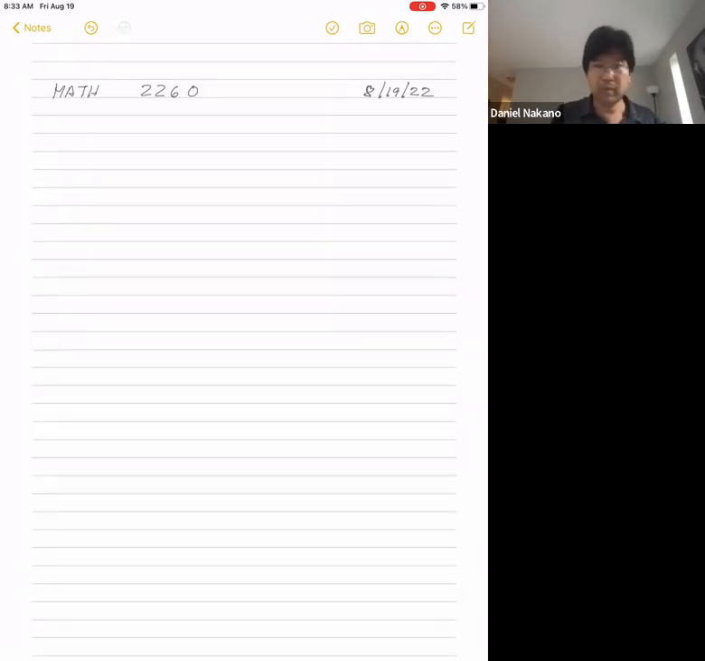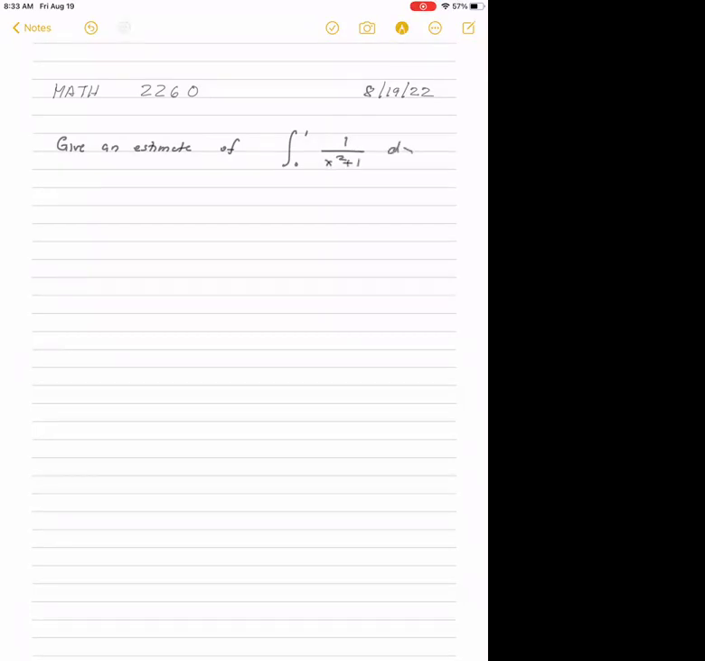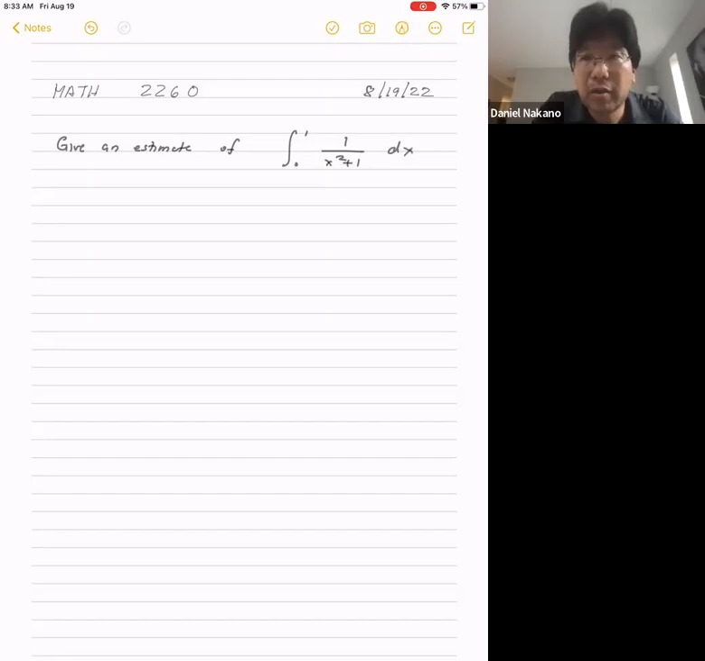All right, so I want to start out with the problem that I left off with in class on Wednesday. So let's start off with this question. Give an estimate of the integral from 0 to 1 of 1 over x squared plus 1 dx. All right, so this is a definite integral. It represents an area, perhaps.